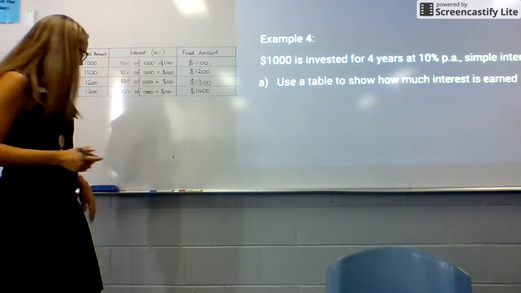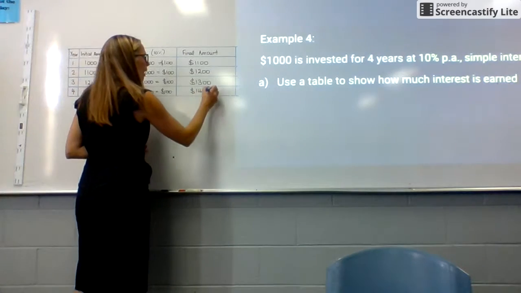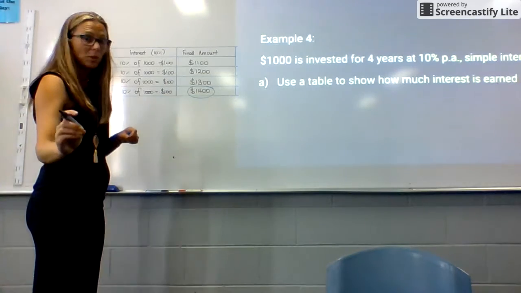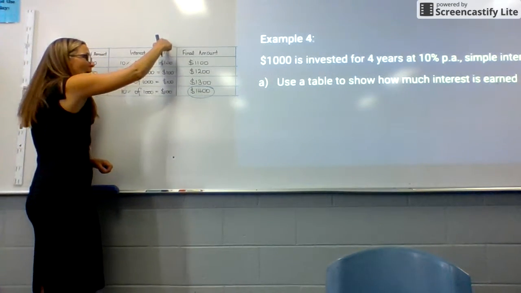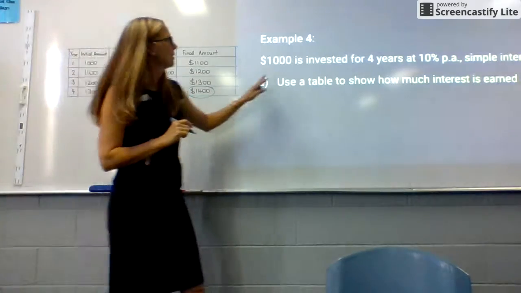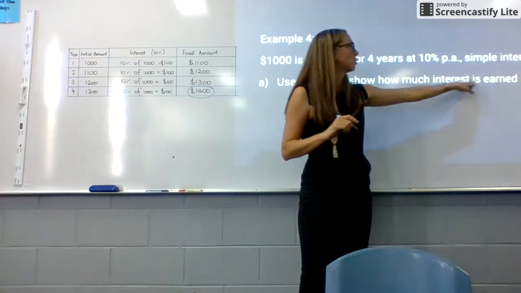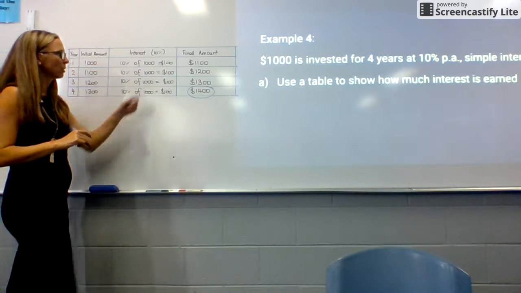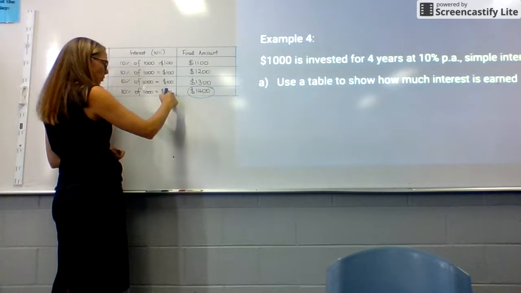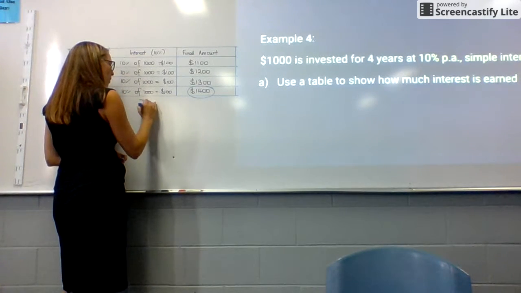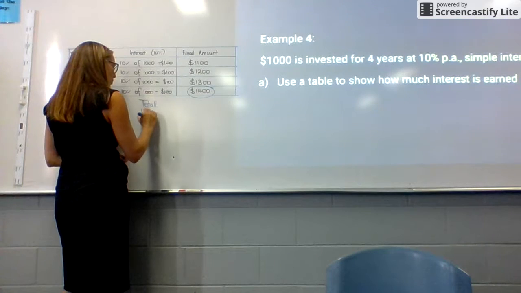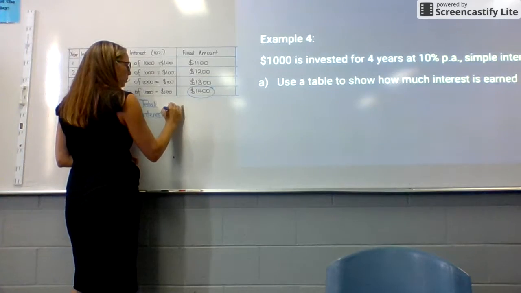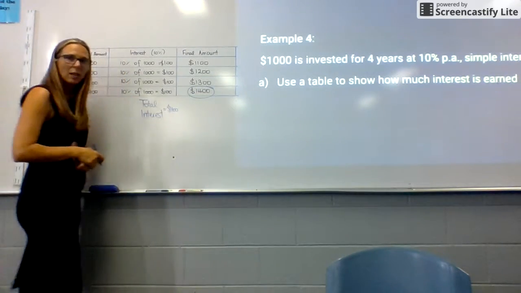Now this table helps us quite a bit. This bottom corner tells us the final amount of the investment at $1,400. But that's not what the question asks. The question says, use a table to show how much interest is earned. So if I look at the interest column, each year I've earned interest. I've earned 100, 100, 100, 100. So the total of that, my total interest, is equal to $400. And we can see that really clearly in that table.